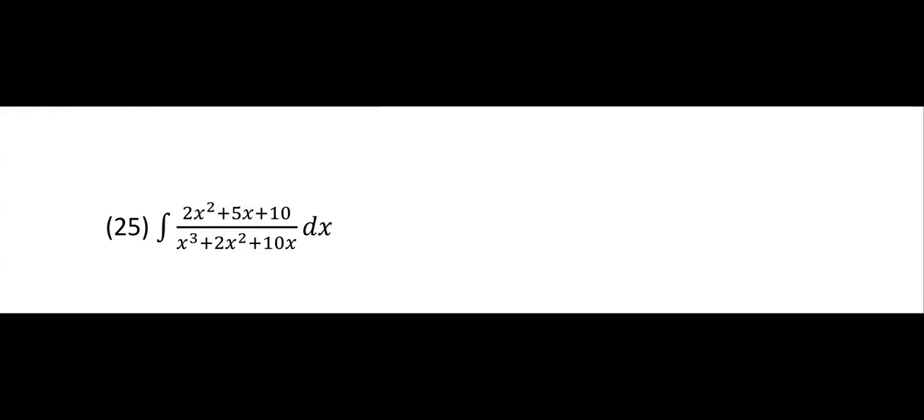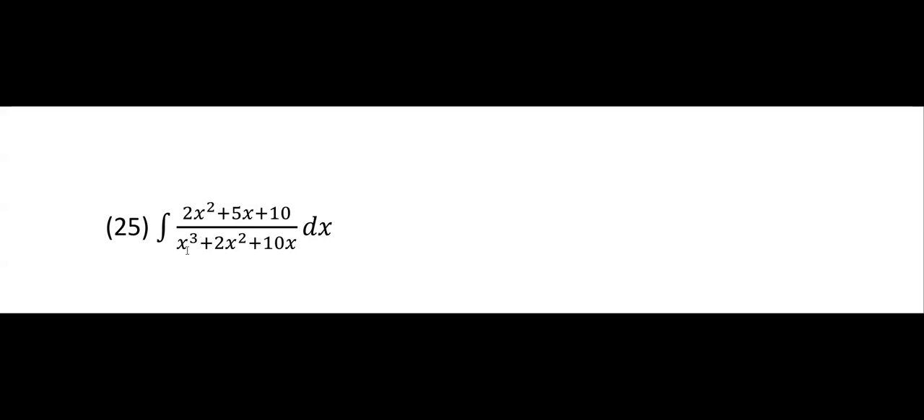All right, number 25, integral of 2x squared plus 5x plus 10 over x cubed plus 2x squared plus 10x dx. We have this big rational function. So which technique is probably favorable when we have a rational function like this? Probably partial fraction decomposition. So can we factor the bottom?